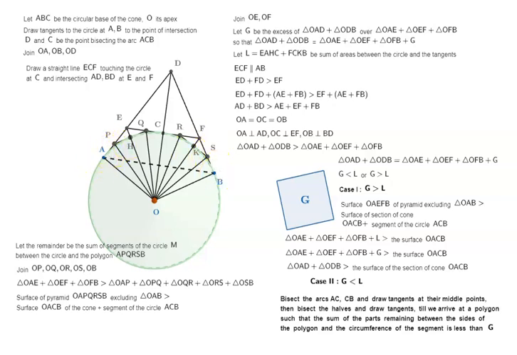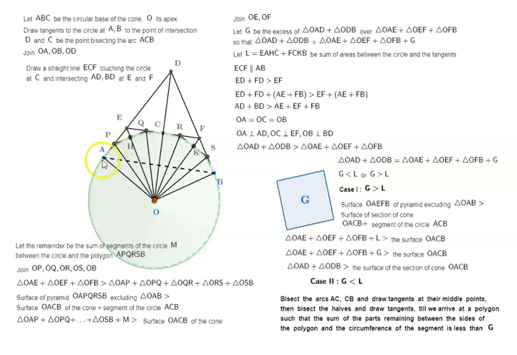So, which means if we subtract the segment of the circle ACB from both the sides, what do we get? We get triangle OAP plus OPQ plus OQR plus ORS plus OSB plus M. How did this M come suddenly?